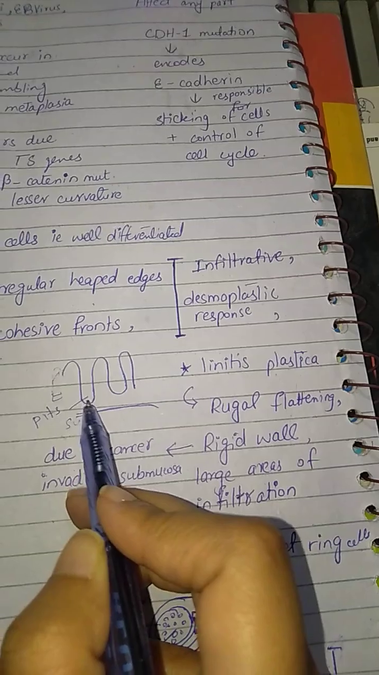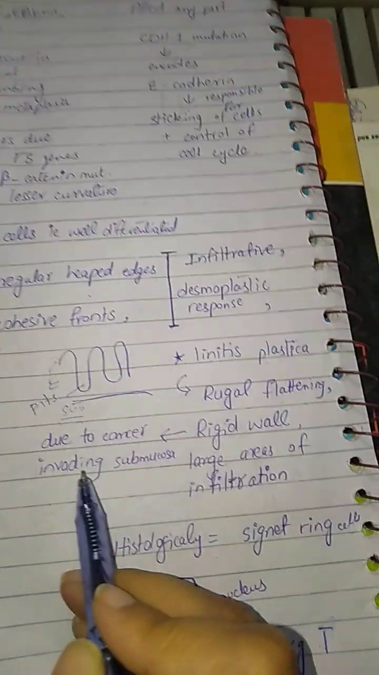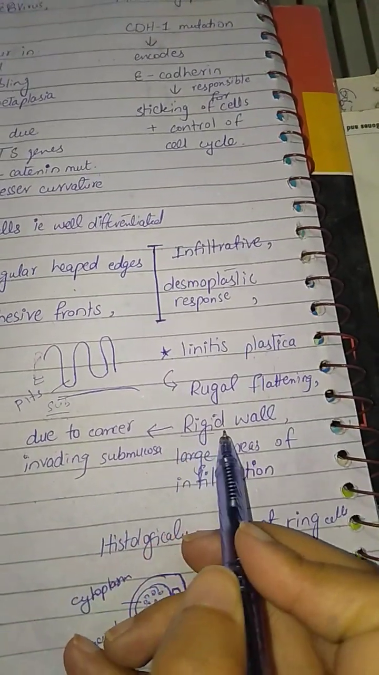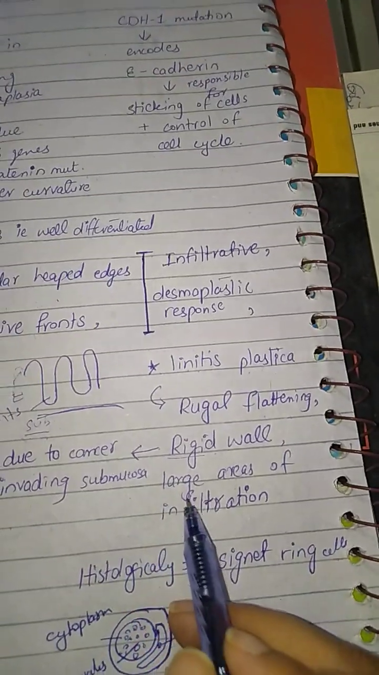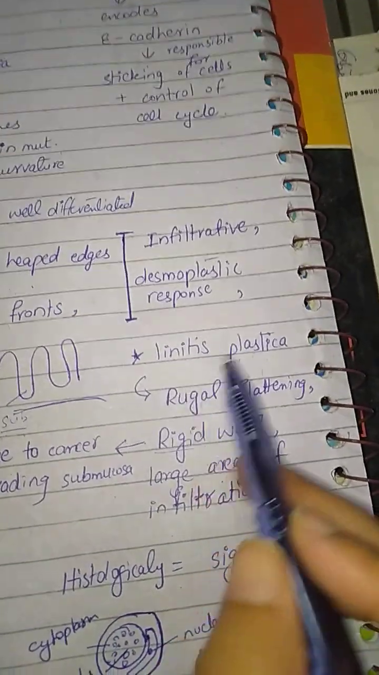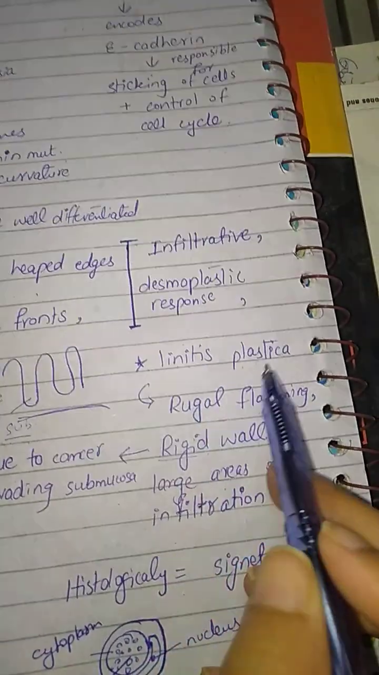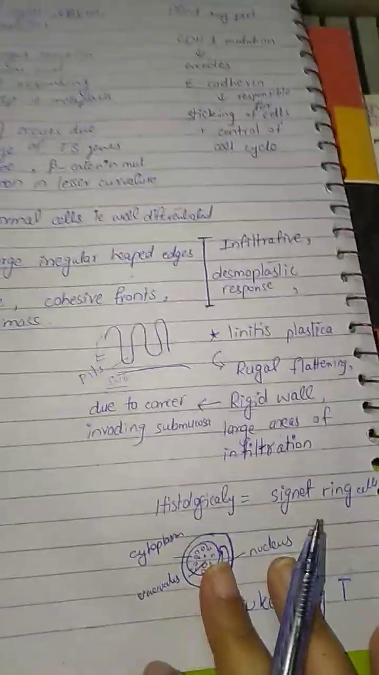So the cancer cells will start invading the submucosal layer, and it will result in a rigid wall, and it will start to resemble a leather bottle. So it is termed as Linitis plastica. This is a very important feature and point in the diffuse type.